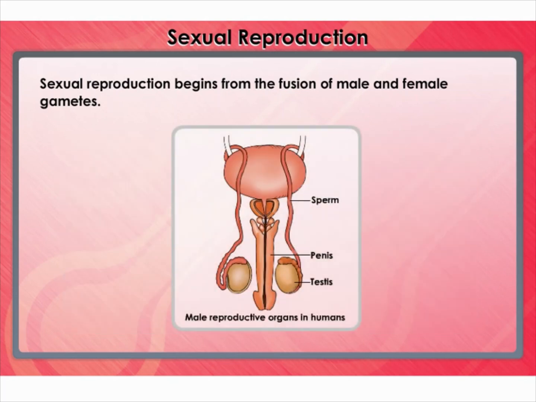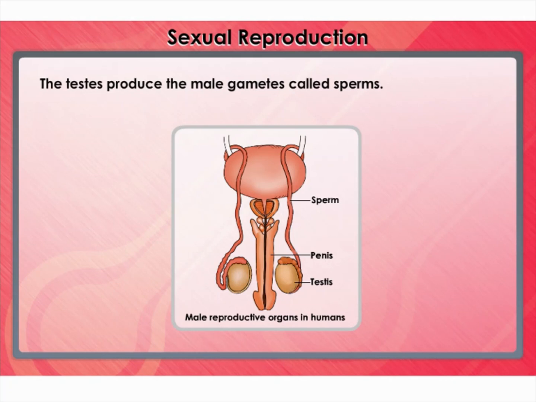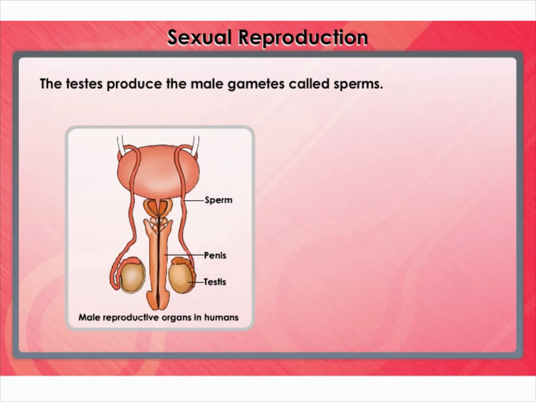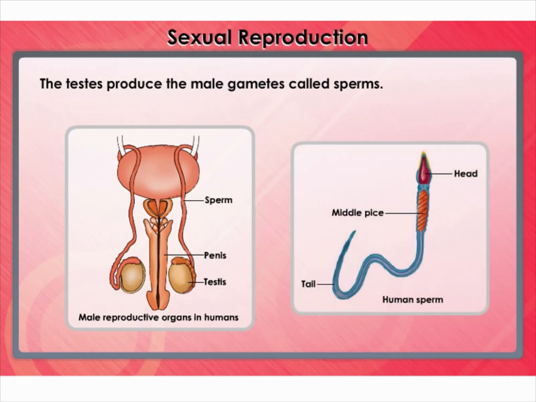Let's know about the male reproductive organs. The male reproductive organs include a pair of testes, singular testis, two sperm ducts, and a penis. The testis produces the male gametes called sperms. Millions of sperms are produced by the testes. Those sperms are very small in size. Each has a head, a middle piece, and a tail. Indeed, each sperm is a single cell with all the usual cell components.